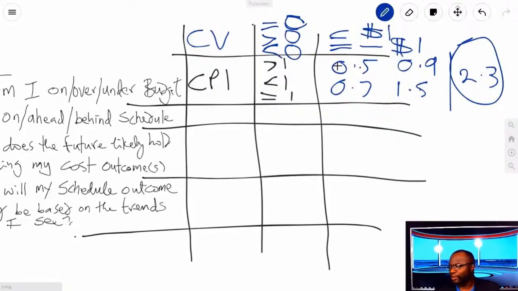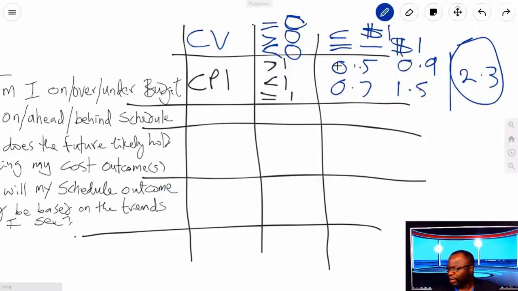So you need to know how to take these numbers as you find them on the exam and convert them into some real dialogue as far as what does it mean. Give me a scenario, give me an example, that type of thing. All right, so I am on, over, under budget, so on and so forth.